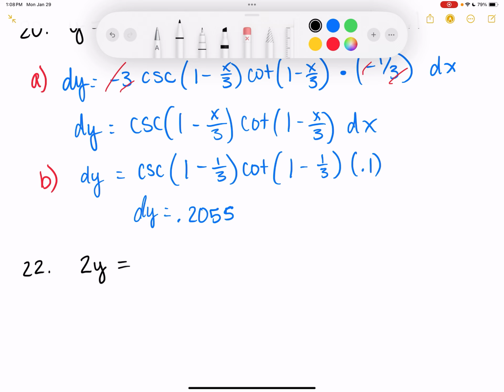2y equals x squared minus xy. x equals 2, dx equals negative 0.05.